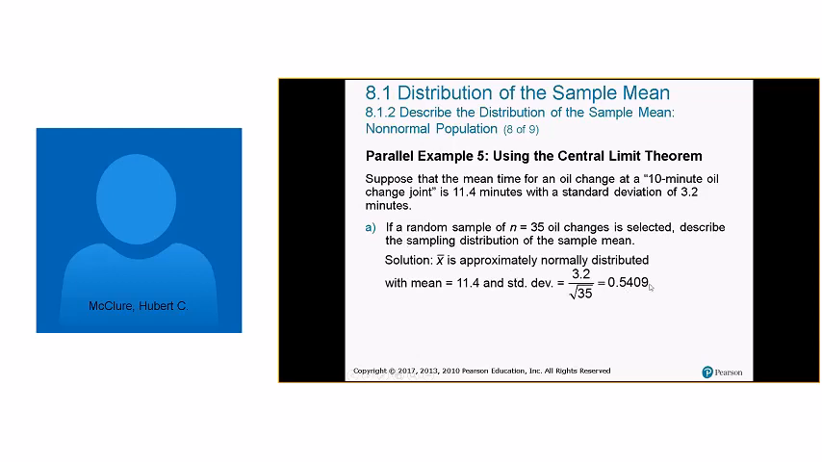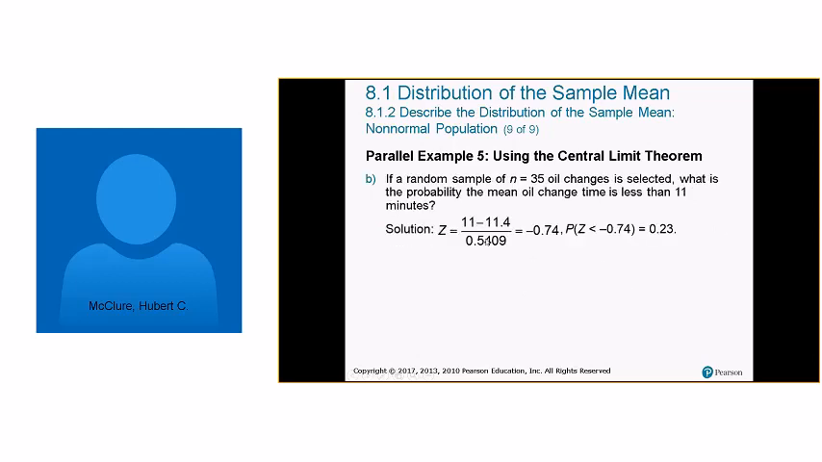All right, so there's your new standard deviation. So you put that new standard deviation into your z-score formula. 11 minus 11.4 over that is equal to negative 0.74. So that is your new z-score. If a random sample of n is equal to 35, what is the probability? 0.2300. I wish they would put 4 digits because that looks like a z-score.